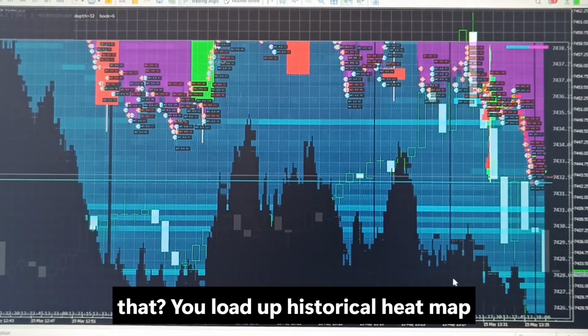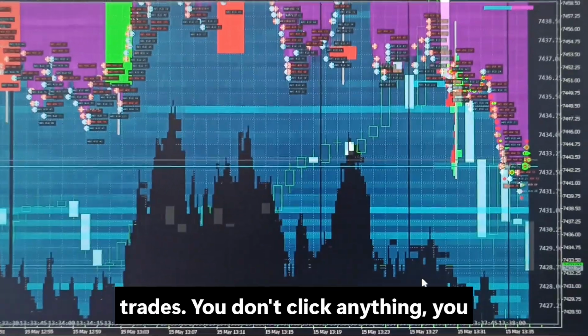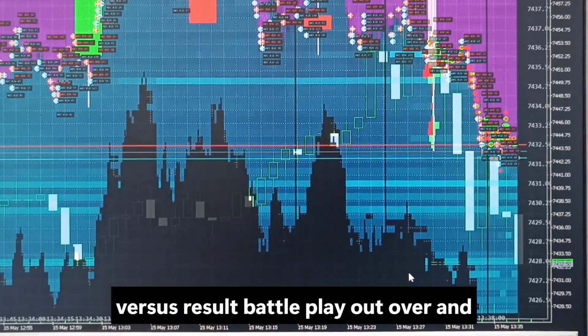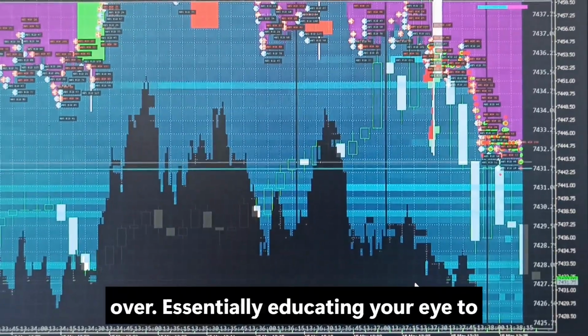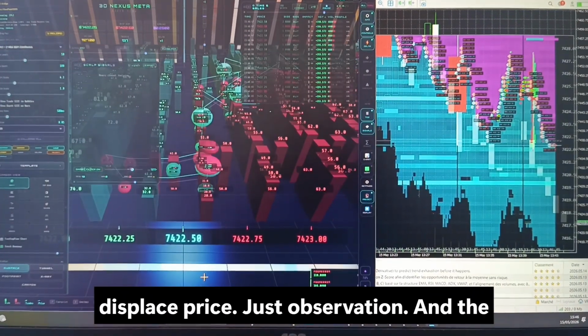First, you should do absorption replays. What's that? You load up historical heat map data, but you don't take any simulated trades. You don't click anything. You just sit there and watch the effort versus result battle play out over and over, essentially educating your eye to recognize when aggression is failing to displace price.